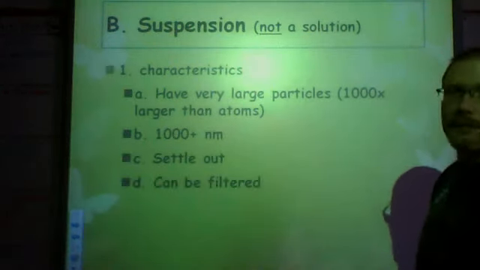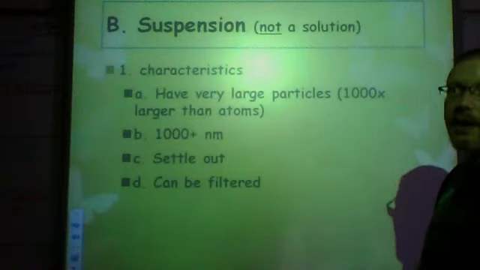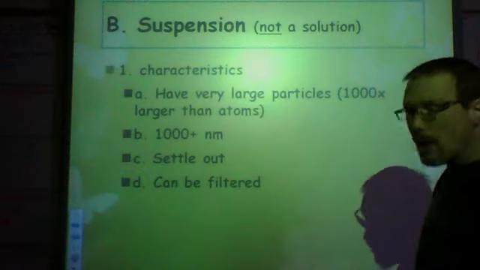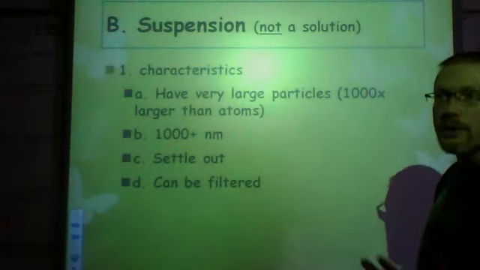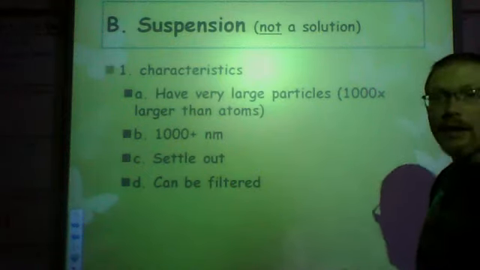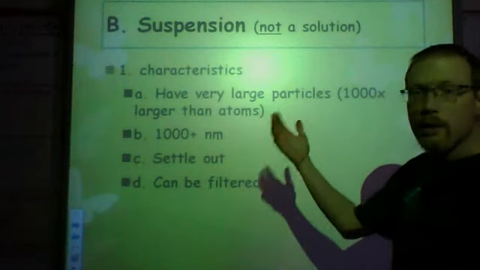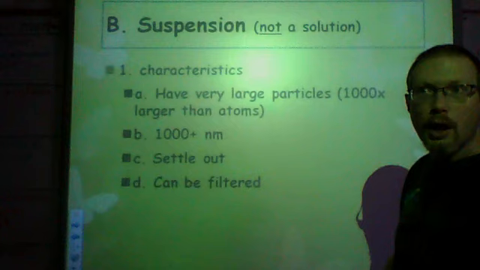They can be filtered out. You can, for instance, filter the fat out of milk to make low-fat milk. You can filter dirt out of dirty water. You can filter coffee grinds out of water that has been run through ground coffee and filter paper.